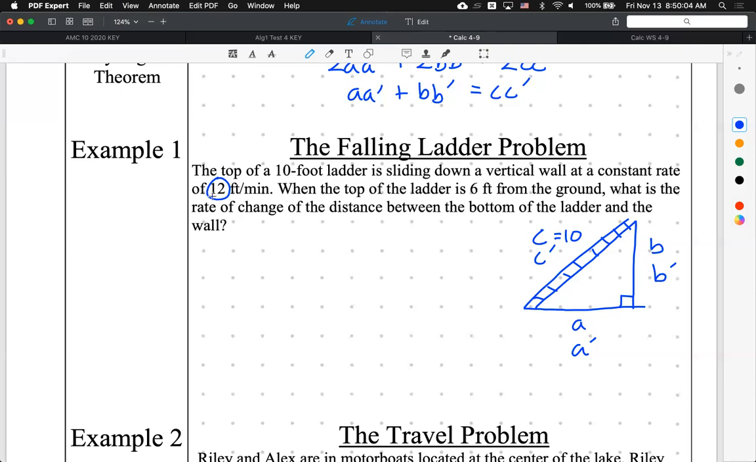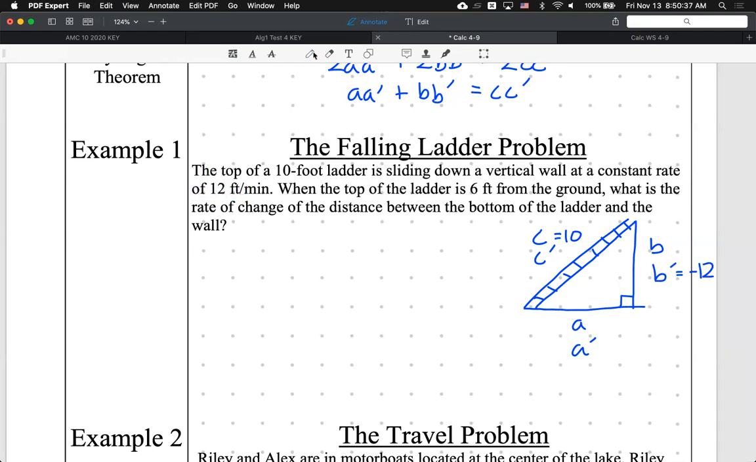That is not C prime. C prime would be if the ladder was collapsing. A prime would be if it was horizontal. It's talking about a vertical wall, so it's the up and down direction. B prime is equal to 12. And is it a positive or a negative 12? Negative. Why? Exactly. Perfect. So that 12 means we have a negative 12 over here.